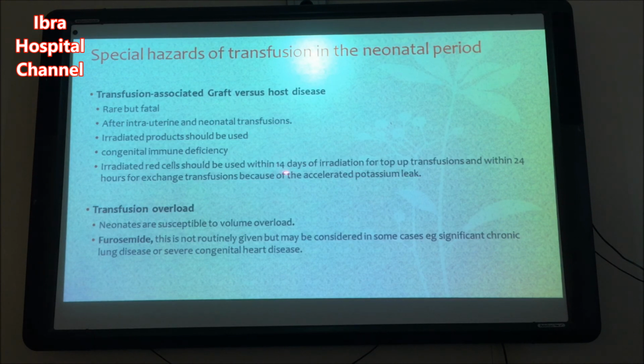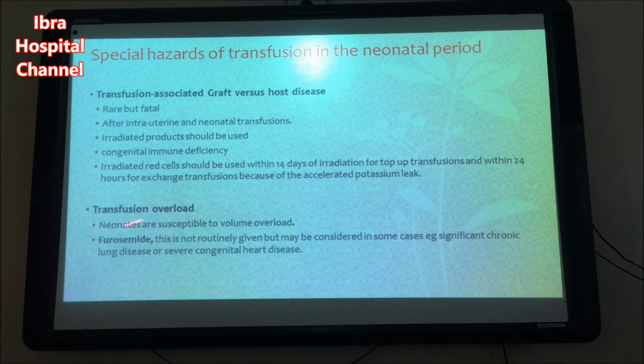And remember, if you irradiate the blood unit, it should not be used for longer than 14 days because of the changes happening in the red cells, lots of leakage of potassium and other particles. It should not be stored for more than 14 days.